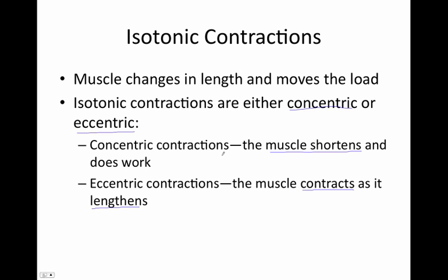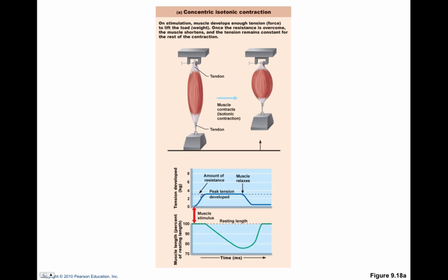But as you think about lowering a load or releasing something, then we're contracting that muscle to maintain control over the load, but we also have those muscle fibers lengthening to a certain extent so that we can release that load. Here then, this concentric isotonic contraction, just saying that on stimulation, muscle develops enough tension or force to lift the weight. Once the resistance is overcome, the muscle shortens and the tension remains constant for the rest of the contraction. This is an idea of where when you have contraction, you overcome the load.